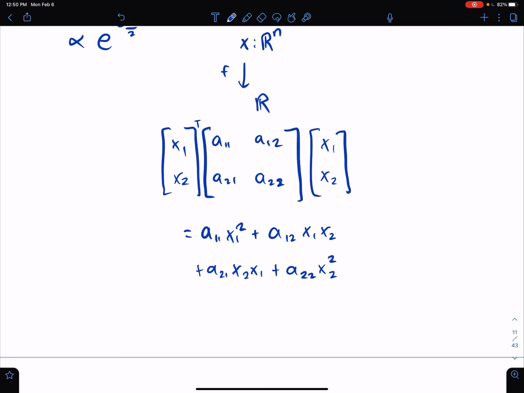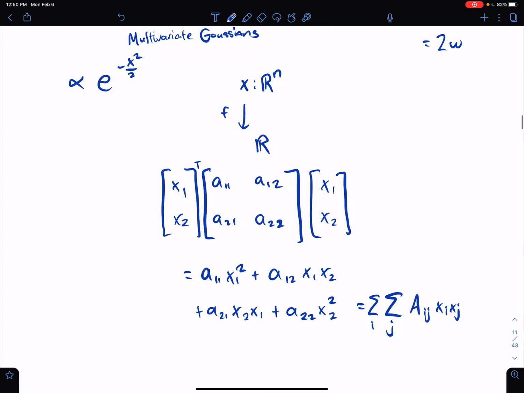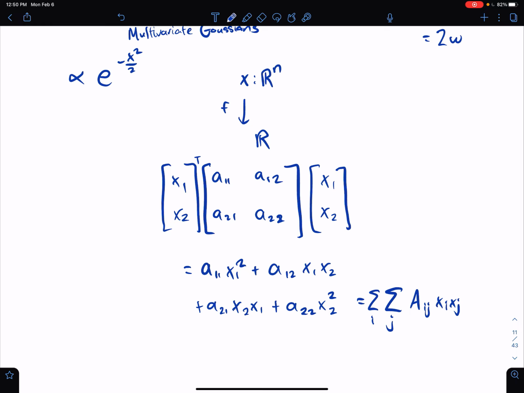So each of these is a scalar term, and in general, we're going to have n squared scalar terms. It's going to be exactly equal to the summation of a_ij x_i x_j, summing over i's and j's. And this is sort of just the generalization of a quadratic function to higher dimensions, right?